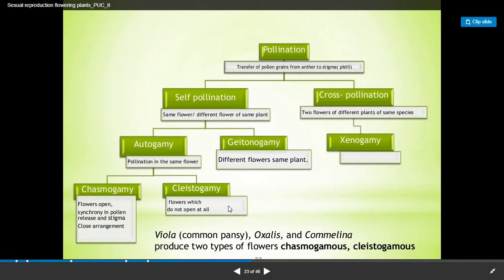Now there are some exceptions. There are certain flowers which have both types of mechanisms. That is Viola, which is known as common pansy, Oxalis and Commelina. They produce two types of flowers, chasmogamous and cleistogamous.